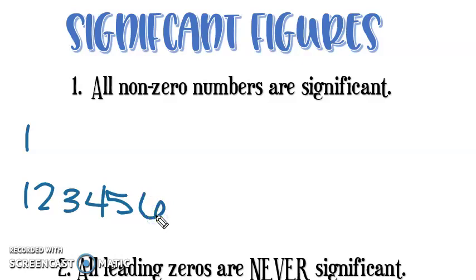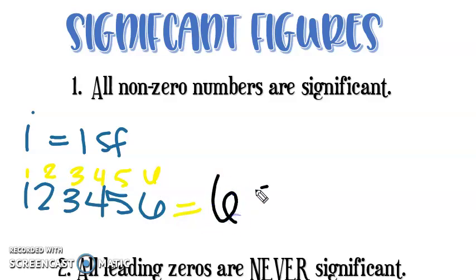So whether I have the number 1 or whether I have 123,456, each one of these digits will be significant. So if my example was the number 1, then I would just have one significant figure. Now, if I have this other number, 123,456, this would be 1 sig fig, 2 sig figs, 3 sig figs, 4, 5, 6. So this would be 6 sig figs.